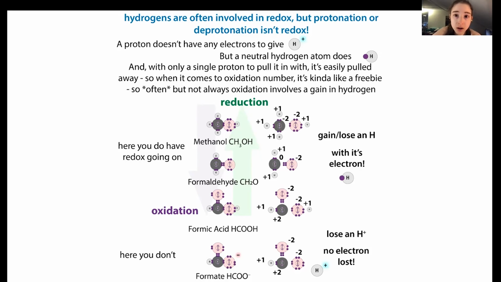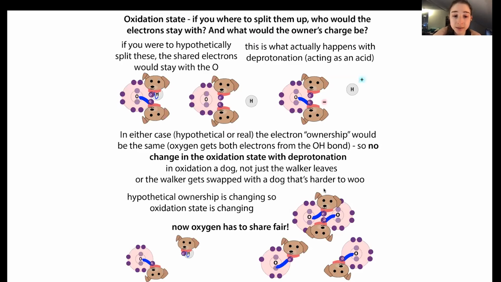So when you gain or lose a proton, you're not changing the oxidation status. When you go from formic acid to formate, where you're just doing this deprotonation, you're not changing any of the oxidation numbers because you're not losing an electron, you're just losing a proton. We go back to our dog analogy. If we have this OH group, we can say if we were to hypothetically split these, the electrons would stay with the oxygen. The oxidation state is: if this were to happen, what would it be? If it actually happens, what would it be? They'll be the same thing. So you don't have any change in the oxidation state with deprotonation.